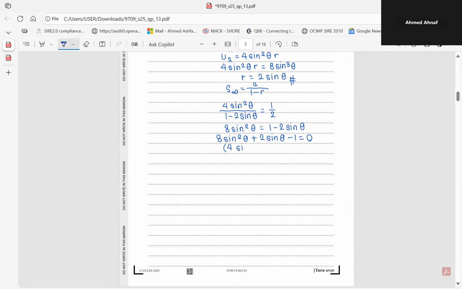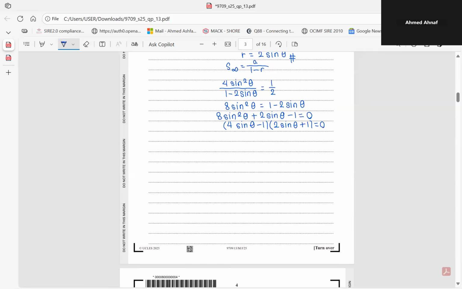So this is 4 sine theta minus 1 times 2 sine theta plus 1 equals to 0. Okay. So let's equate each factor to 0. So 4 sine theta minus 1 equals to 0. You would get sine theta equals to 1 over 4. And then for the second one, you'll get 2 sine theta plus 1 equals to 0, and sine theta would be minus 1 over 2.